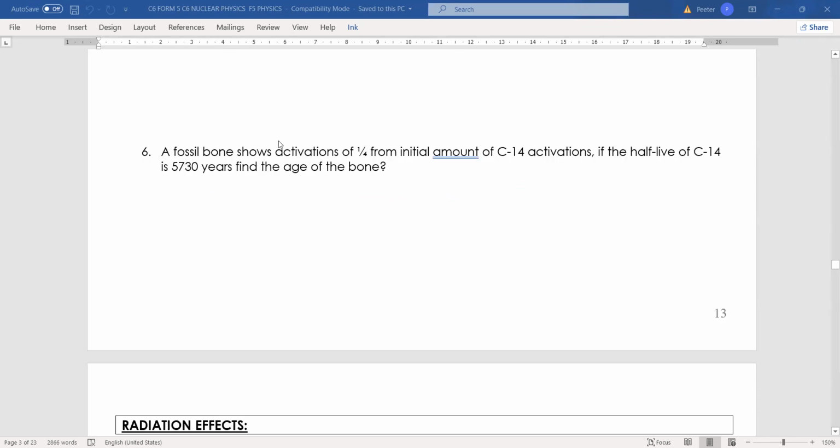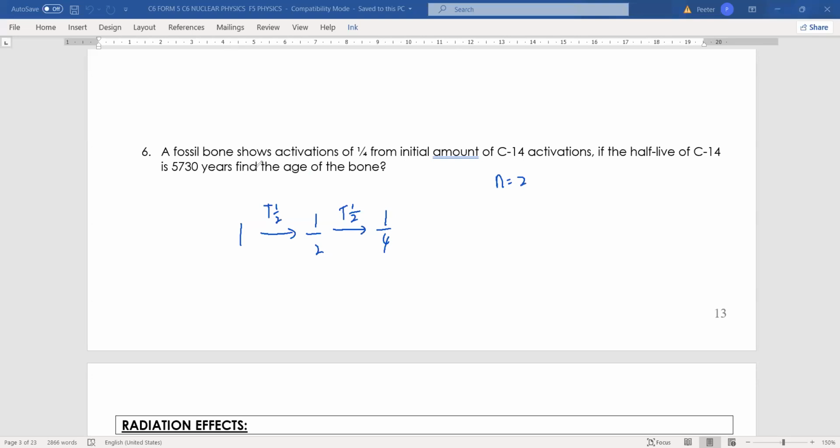So activation is 1/4 of the initial amount. That means the balance remaining is 1/4. So before that, it should have been 1/2. Before that, it should have been 1. So 1 will undergo decay to form half. Half forms 1/4. So first half-life, second half-life.